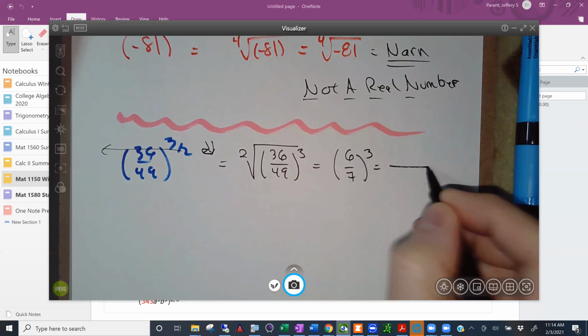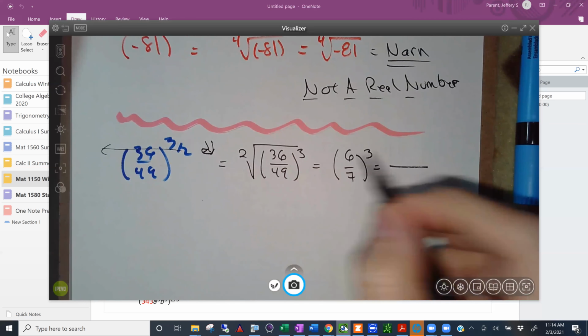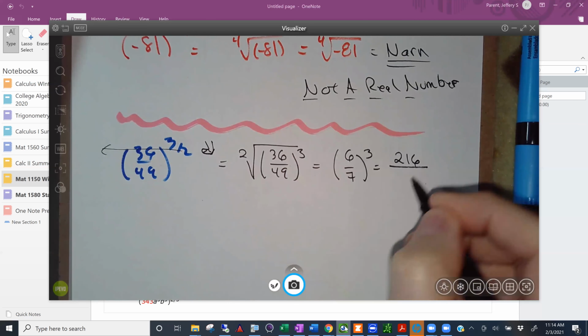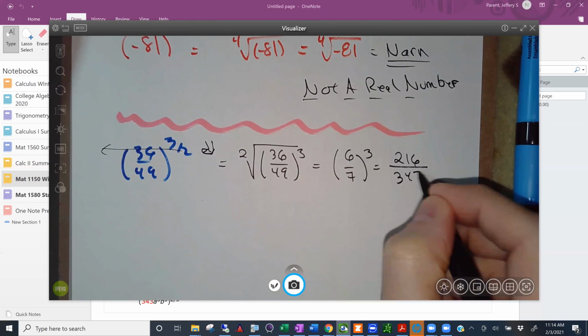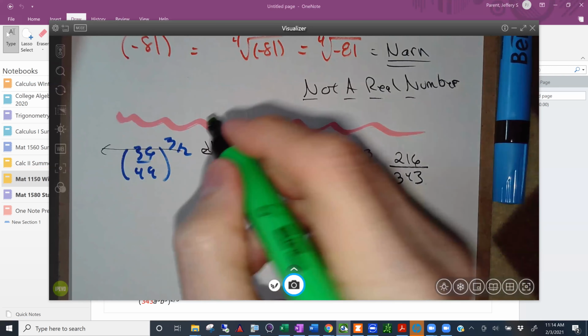Now, maybe you haven't been working with this stuff long enough, but I certainly have. I've got 6 cubed memorized as 216. And 7 cubed is 343. So that's one way you could do it. We'll call that maybe method A.